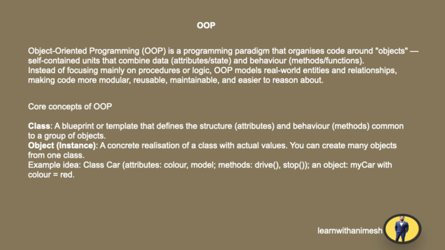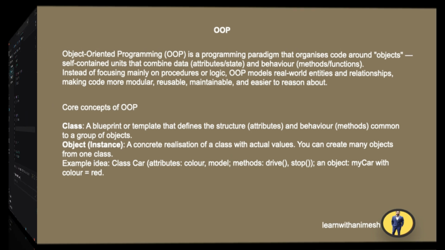So what is object oriented programming? Object oriented programming is a programming paradigm that combines two units, the attributes and the behavior or functionality, into the same unit. We call it a class. So what is a class? A class is a blueprint or template for defining a structure. Inside a class, there can be attributes and there can be behaviors.